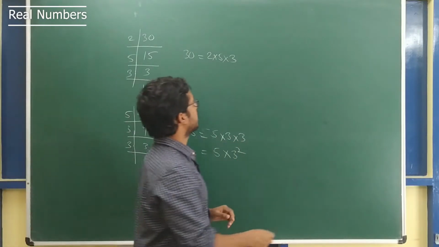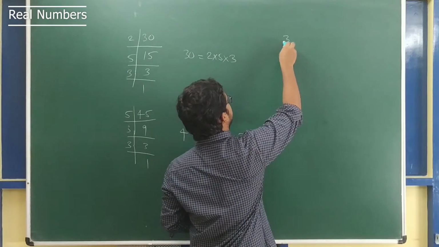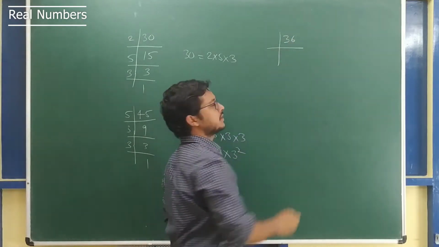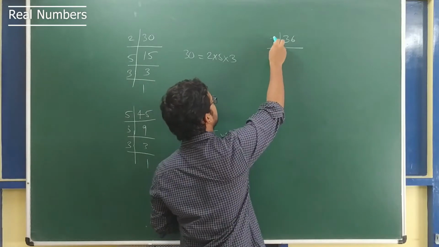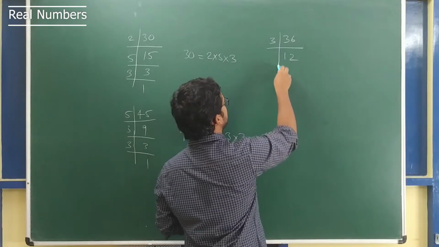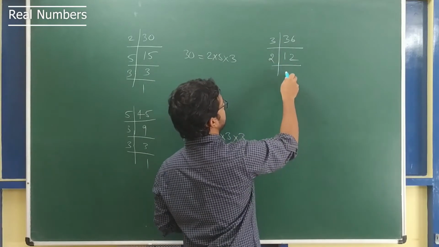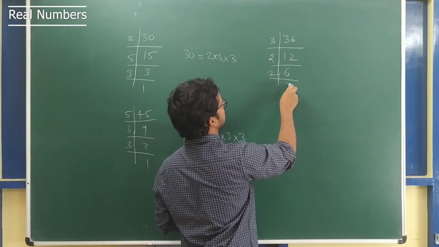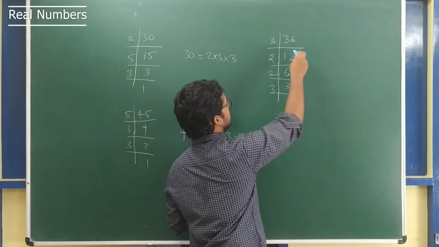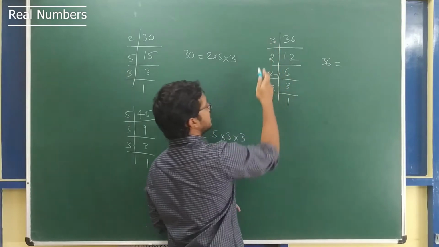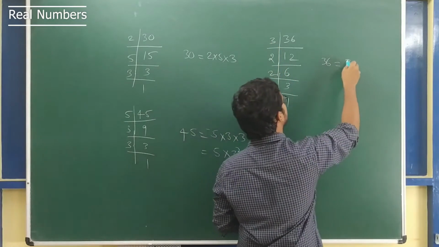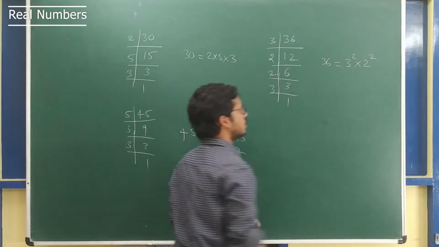Let's take another example, say 36. If I take 36, so what do I get? Let's divide by 2. 2 18s are 36, 2 9s are 18, 3 3s are 9, 3 1s are 3. So 36 can be written as 3 into 3 and 2 into 2. I'll directly write it as 3 square into 2 square.